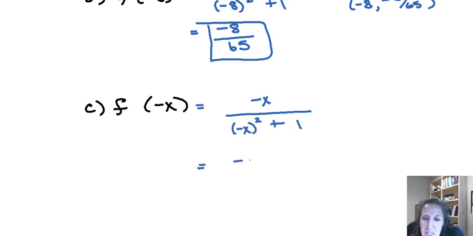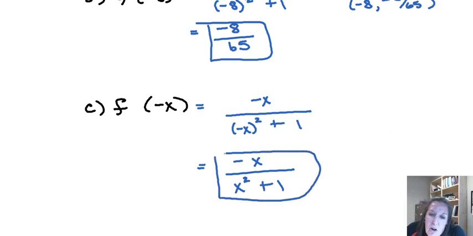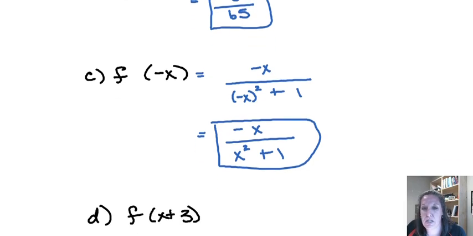In the numerator, we're not simplifying anything. In the denominator, we have a negative x squared. Well, a negative times a negative is going to give us a positive, and then x squared is just x squared, plus 1. And so that would be our expression. We would say f of negative x is equal to negative x over x squared plus 1. And we'll do a little bit more with that in later sections.